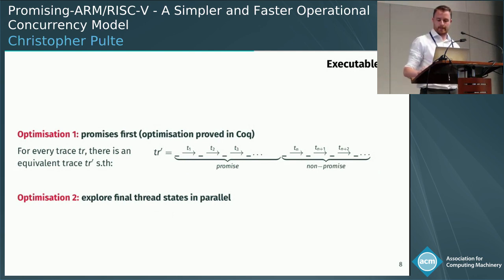the non-determinism. And then the second optimization is based on the observation that if you're following a path of this shape, and once you've reached a state where you've stopped promising, so where you're in this non-promise mode, because now you're not doing any new writes anymore, the memory is essentially fixed. You can now explore the possible set of final thread states for each thread under this memory, basically in parallel, because there's no interaction between the threads anymore. And this again speeds things up.